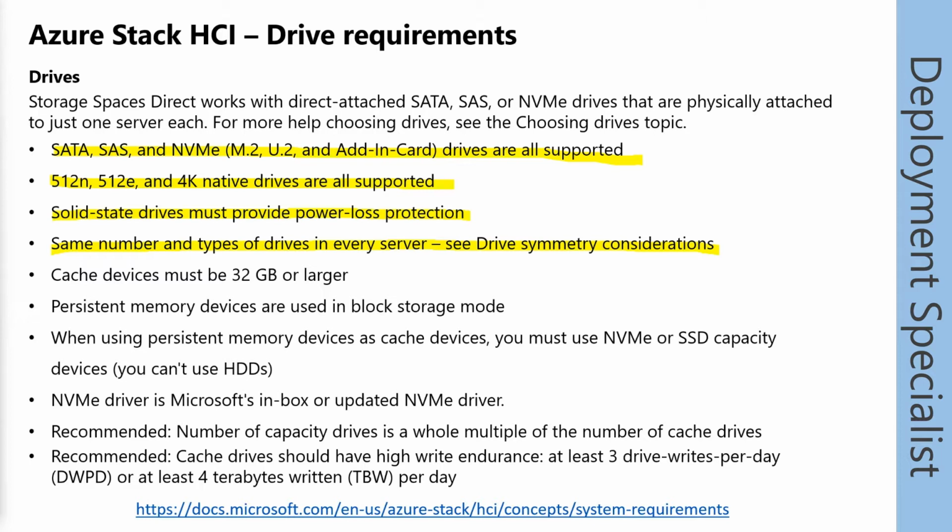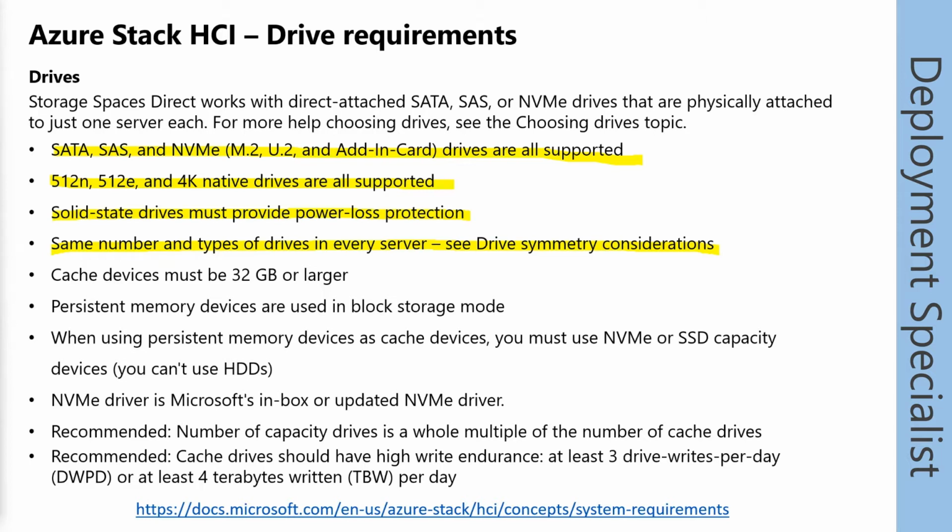So it's okay if, based on a replacement, we have a new drive in the server with a different size. Maybe it's a newer model, a larger model of an existing drive type. But what's not okay is to have one server with SSDs and one server with NVMes, for example. So the type, NVMe, SSD, hard disk, and the number of drives has to be identical in each server.